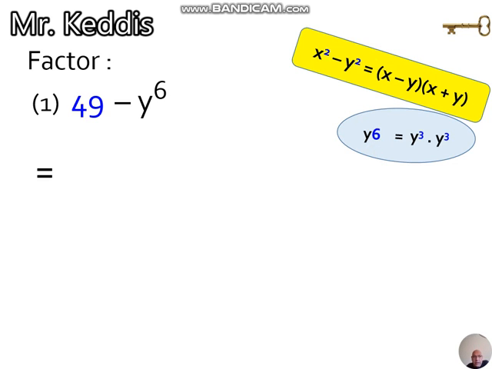To factor 49 minus y to the power of 6: 49 is 7 squared, minus y raised to the power of 6, which means y cubed times y cubed, or y cubed quantity squared. This means 7 squared minus y cubed quantity squared, because 2 times 3 gives 6. This is the difference between two squares.